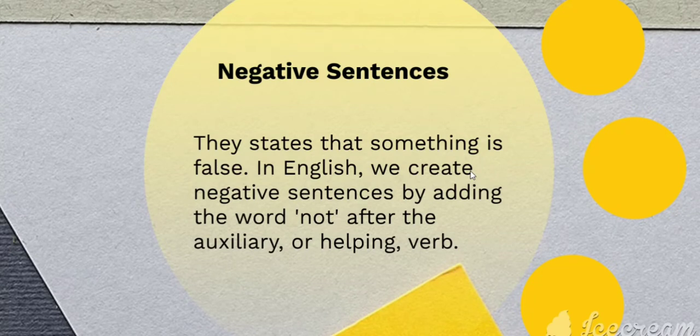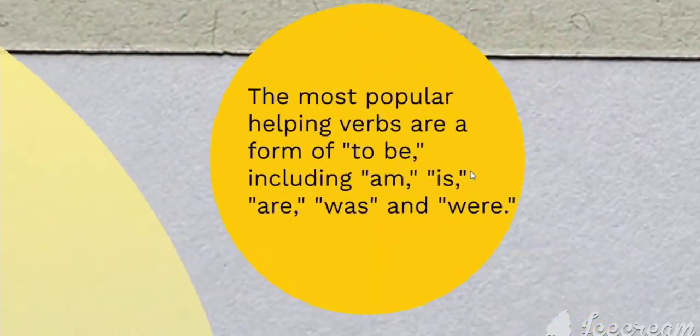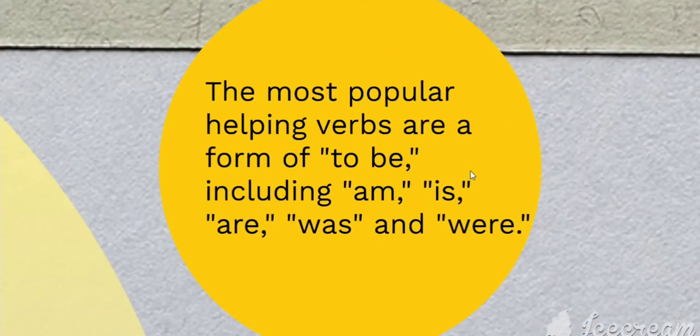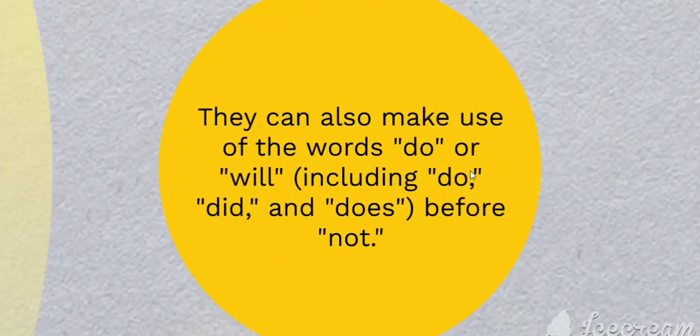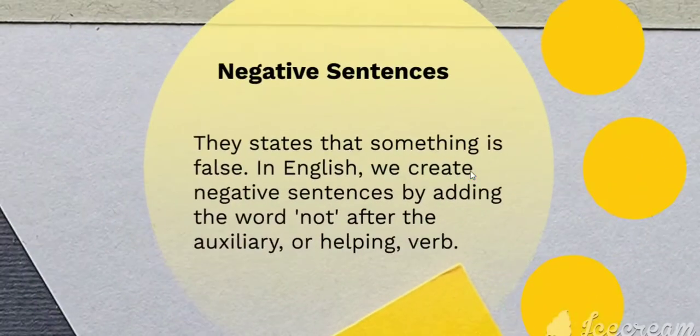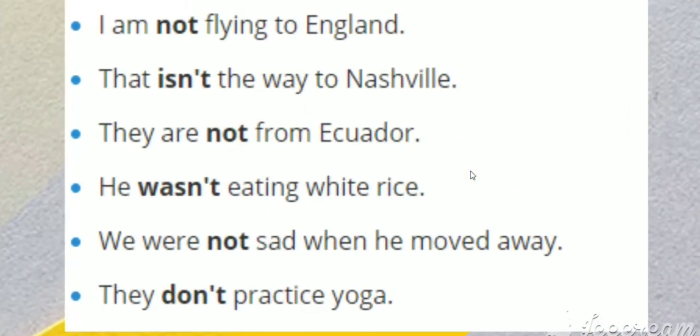So in English, we create negative sentences by adding the word not after the auxiliary or helping verb. And the most popular helping verbs are a form of to be, including am, is, are, was, and were. Then we have that also we can make use of the words do or will, including do, did, and does before not. We have here some examples of negative sentences.